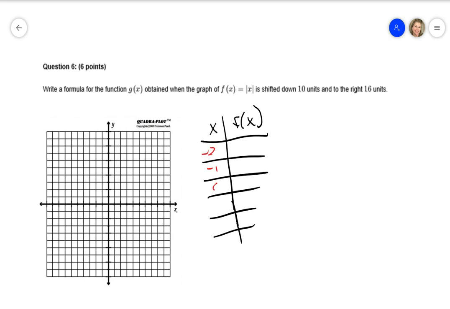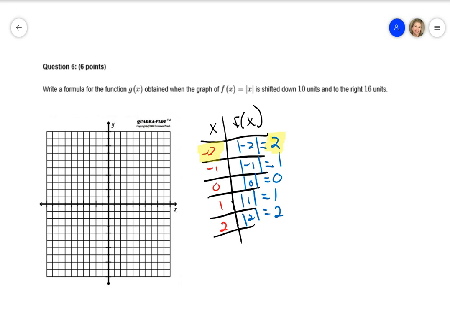I'm going to go with -2, -1, 0, 1, and 2. Well, f of x is the absolute value of x. So if you take the absolute value of -2, you get 2. The absolute value of -1, you get 1. The absolute value of 0 is 0. The absolute value of 1 is 1. The absolute value of 2 is 2. So for this first point here, when x is -2, the y-coordinate is 2.